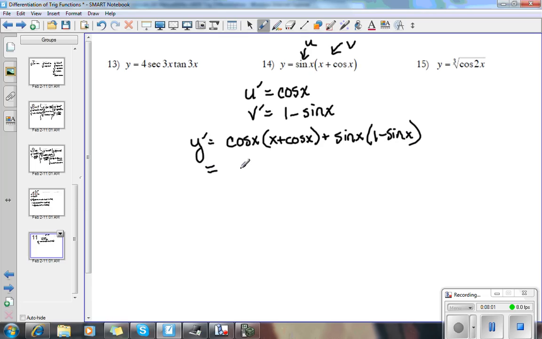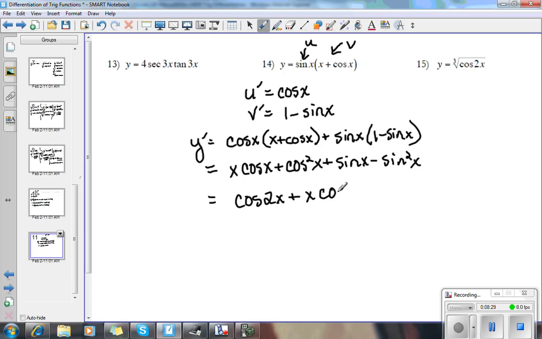And let's simplify that and see if we get anything interesting. Not too much. I do have a cosine squared x minus a sine squared x. So if you remember, that was the same as cosine 2x plus x cosine x plus sine x. I was kind of hoping we would have had a sine squared x plus a cosine squared x, which would have been 1, but we didn't. But that's okay.